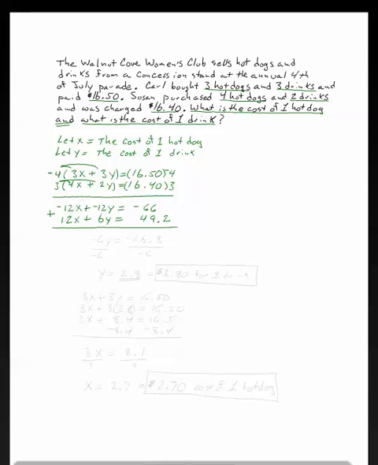Now we add our two equations together, and negative 12x plus 12x cancels. Negative 12y plus 6y is negative 6y. And negative 66 plus 49.2 is going to give us negative 16.8. Now solving for y, we just have to divide both sides by negative 6. And that will give us y equals 2.8. But since this is a monetary amount, we'll write 2.8 as $2.80. Then our y variable represents the cost of 1 drink, so it's $2.80 for 1 drink.